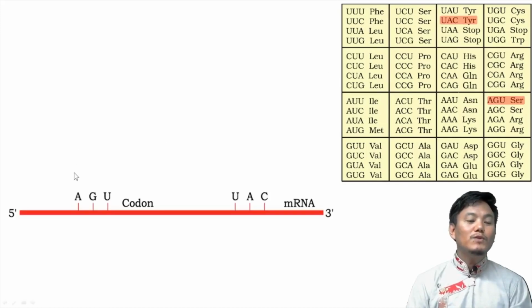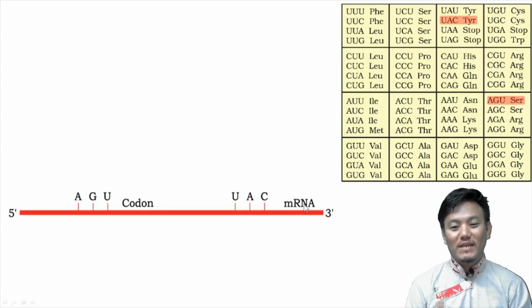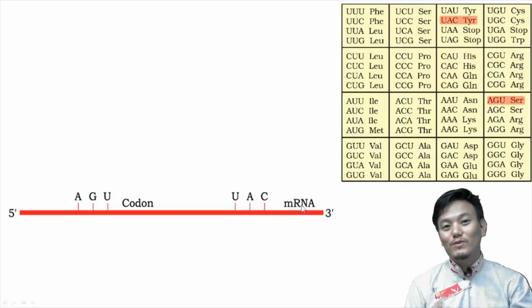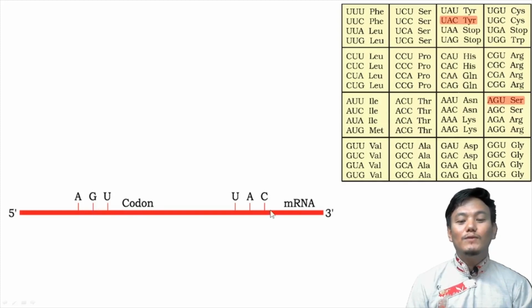Now it is important to know that the codons are located on mRNA, right? So here we have an mRNA on which there are two codons over here, AGU and UAC. The codons are located on messenger RNA, and messenger RNA was produced through the transcription process by looking at DNA, right? This particular codon AGU codes for amino acid serine. This particular codon UAC codes for amino acid tyrosine.